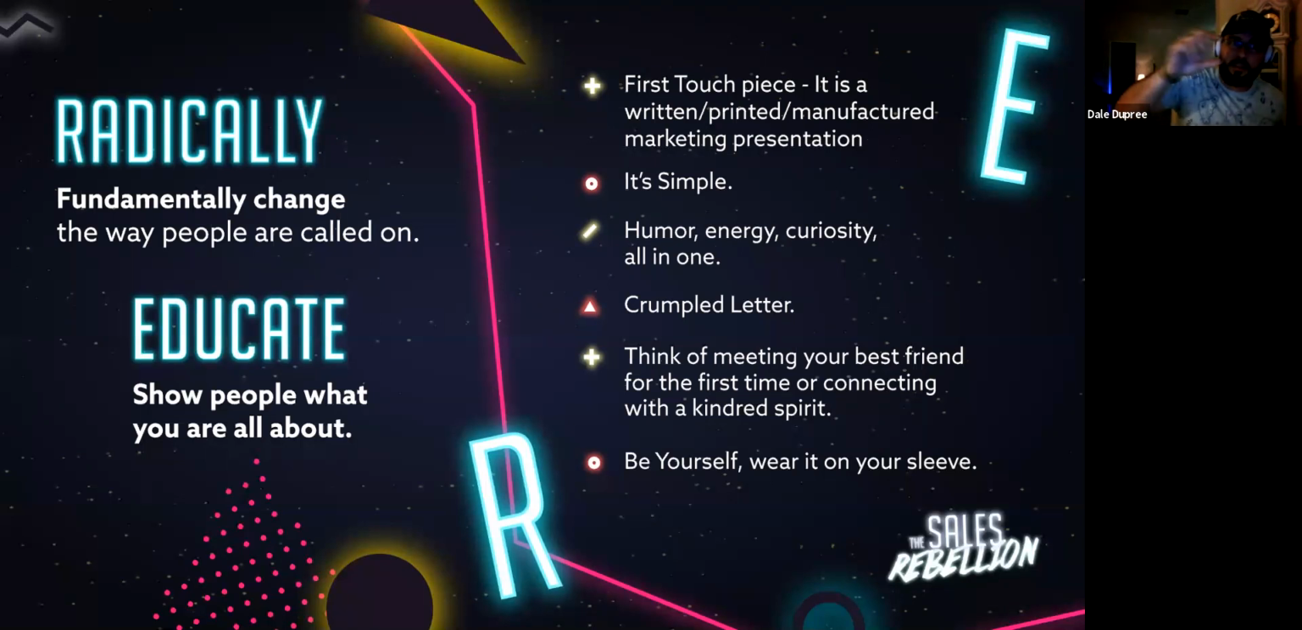So inside of the Reason theory, the first two letters are R and E, and they stand for radically educate. The idea of this is that we want to fundamentally change the way that people are called on from the very beginning of the sales call. So the radical education is a couple things. It's a first touch piece. It's printed, it's manufactured. It's also video, which we're going to talk about a little bit more today as well. The idea here is that it's simple, but it's fun.